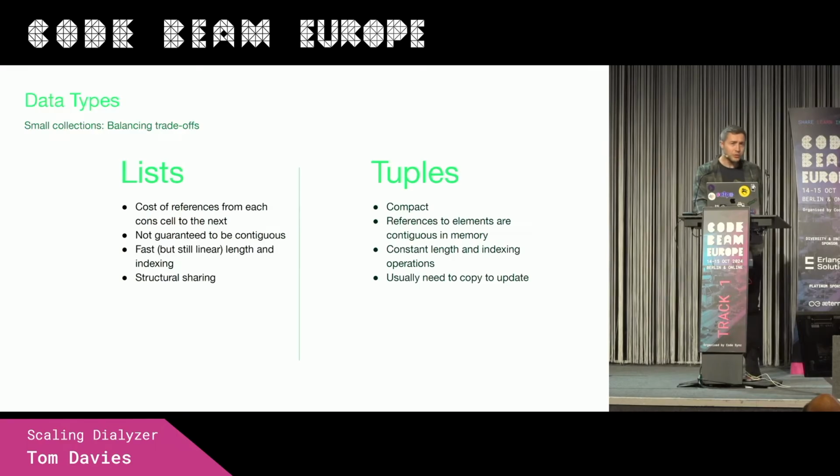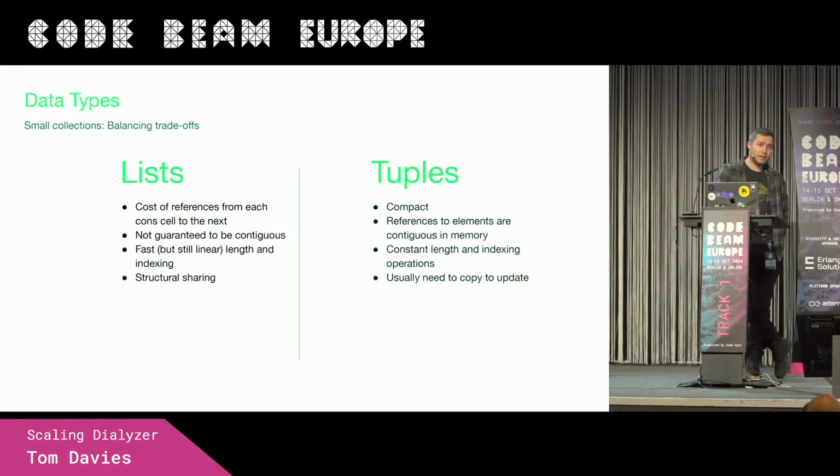And also, a lot of the operations on lists are linear. So if you want to find the length or index into a list, you have to traverse the whole list. Thankfully, this is actually very fast in Erlang, but nevertheless, it is linear, so if you have a big enough list, it takes a long amount of time. So that's another consideration, the size of the lists that you'll have.